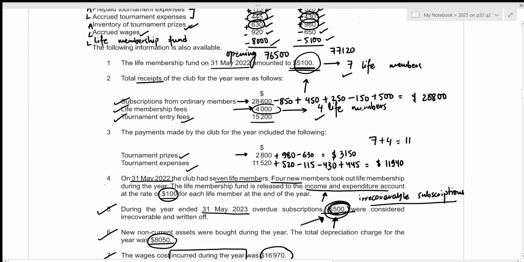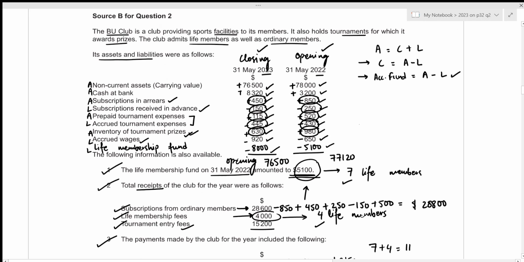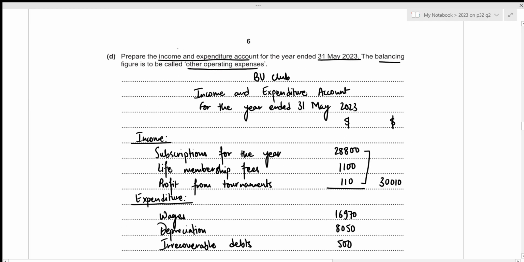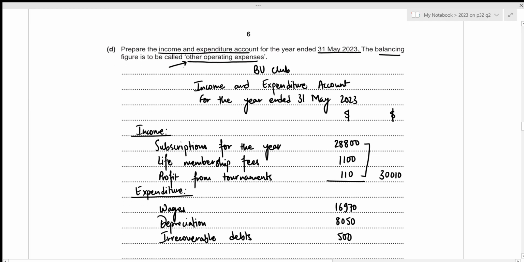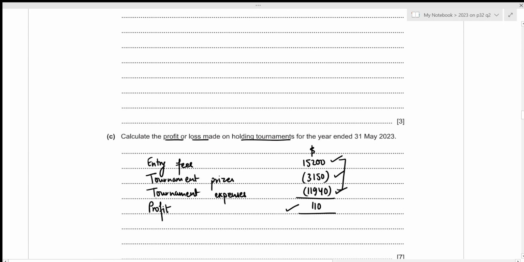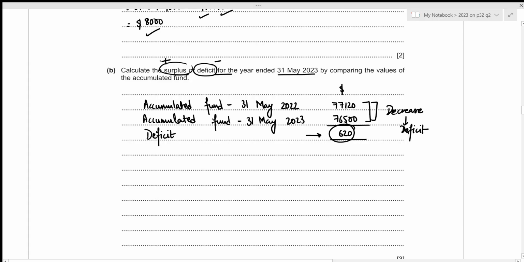Then these were for life membership, which we've already included. We already included payments, we already included the receipts, we've already included this as part of our life membership fund. And yeah, I think we've utilized everything. So that's all for our expenditure. Now we also need to include the balancing figure called other operating expenses. Okay, we need to figure out its value. And we already know that there was a deficit. And the deficit was of 620.